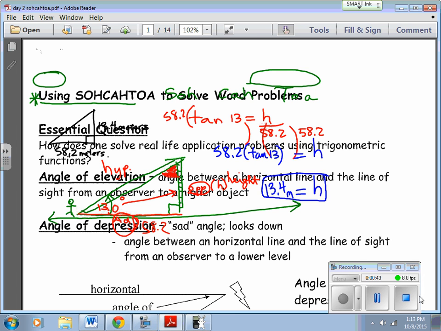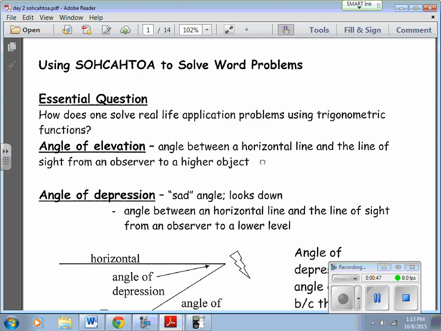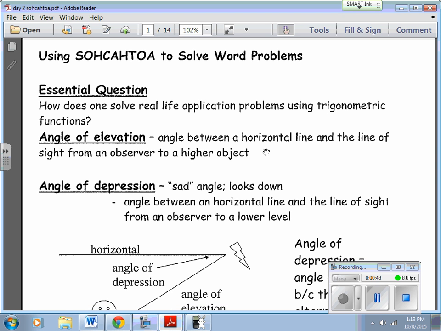We're going to talk about SOH CAH TOA. Let me erase that. So this is the handout that you guys got. Make sure you underline this right here, SOH CAH TOA. Those are what we're going to be using to solve these problems.